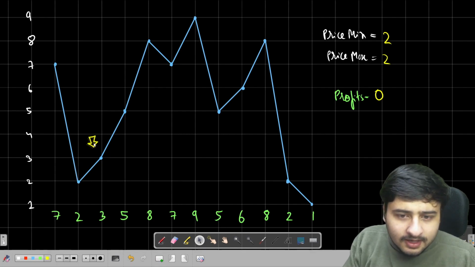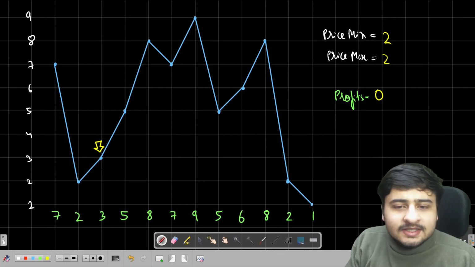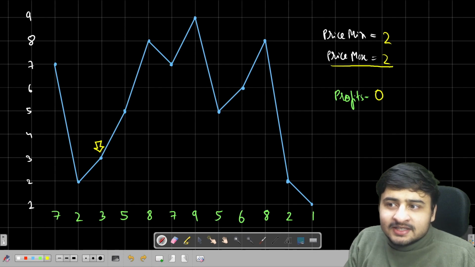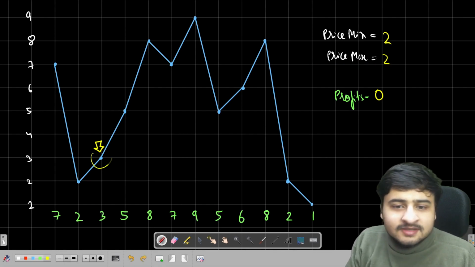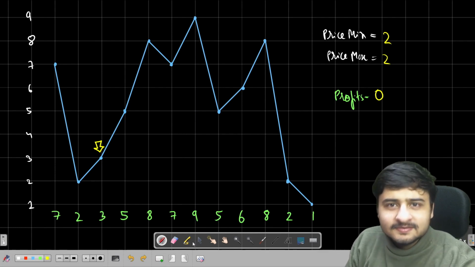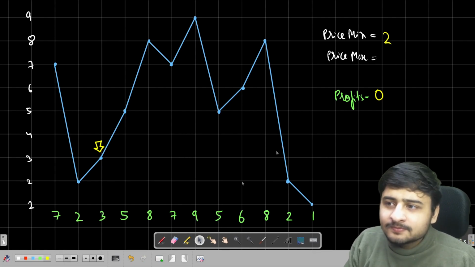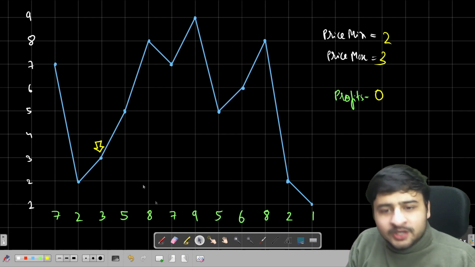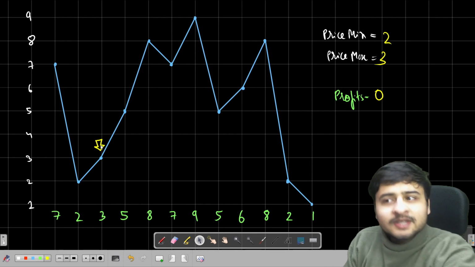One day I'll reach here. Once I reach this particular point, you can see this 3 is bigger than the price max I've seen so far. Of course, price max was 2. This is 3. This means that I can potentially sell the stock on this particular day, correct? So I will choose this 3 as the price max now. Okay, let's move on. By one day, I have not done any transaction. I've just updated the price max.